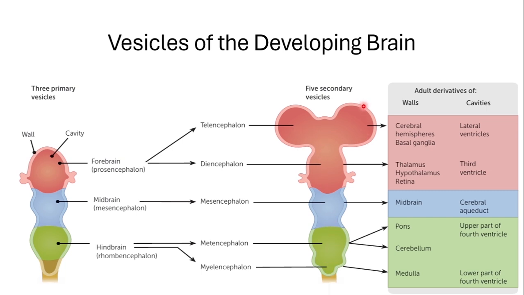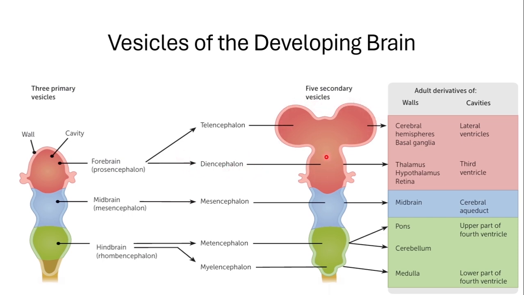Now let's talk about the walls. The walls, first of all, the telencephalon, as you can see, we have those 2 bulges. So the telencephalon provides us with the cerebral hemispheres and also provides us with the basal ganglia, which we will talk about in another video. So the telencephalon provides us with the cerebral hemispheres and the basal ganglia.